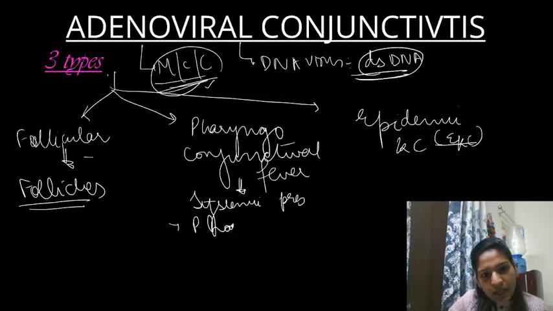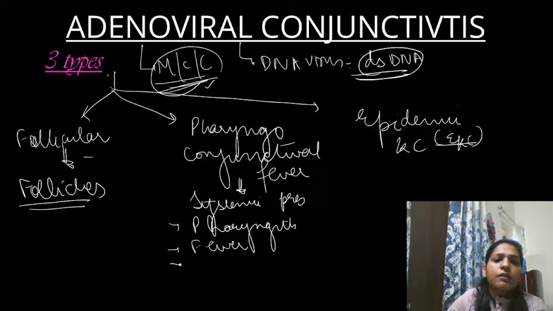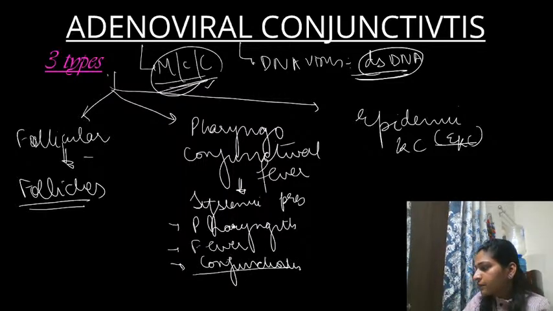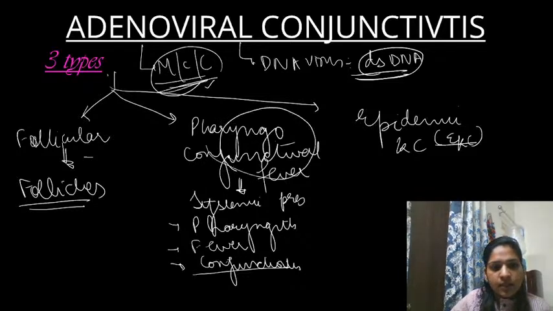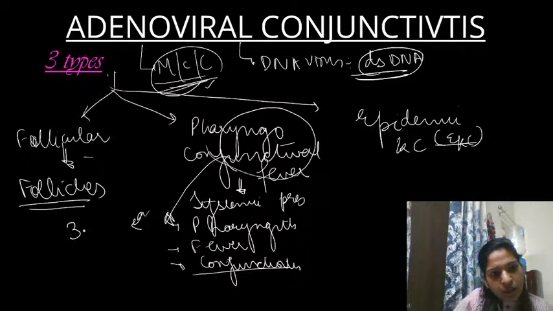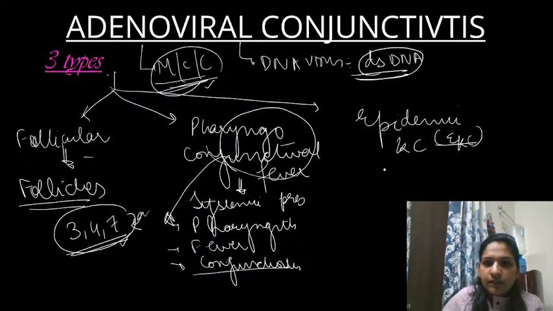Pharyngoconjunctival fever, as is evident from the name itself, will have a systemic presentation also. The patient can have pharyngitis, the patient can have fever, and the patient will have conjunctivitis also. Now you have to tell me what are the serotypes of adenovirus that can cause pharyngoconjunctival fever. So there are three serotypes, 3, 4 and 7.